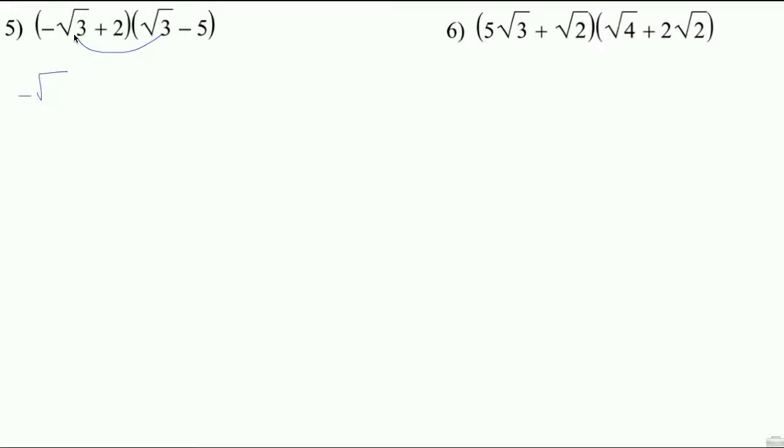You can think of this a couple different ways. 3 times 3 is 9, so root 9. You also might think, well, root 3 times root 3 is just going to be 3. That's great that you know that. Negative root 3 times negative 5 is going to be positive 5 root 3. And now we'll do the 2 here, 2 times root 3.